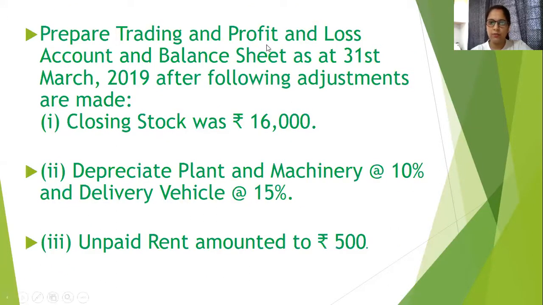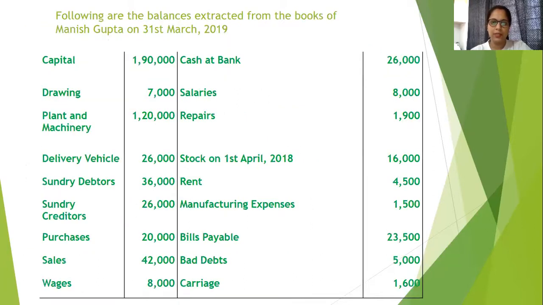We have to prepare trading, profit and loss account and balance sheet as at 31st March 2019 after following the adjustments. These are the items not mentioned in the trial balance, so they will have two entries. We have seen in my previous videos, and if you haven't seen that, you can check the link I have shared in the description below so that you know it better before you come to this video. Now, depreciate plant and machinery 10%, delivery vehicle 15%, unpaid rent amount to 500. Once we go through the question, we will see what all things are there so that you can do the postings very easily. We will come back.